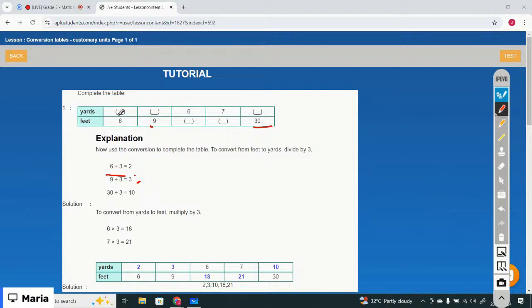So that is 2, 3 and 10. Feet is a bigger unit, right? Here you have 6 and 7. You need to convert from yards to feet. So when you convert from yards to feet, you need to multiply by 3. You have to do 6 times 3, that is 18. And you have to do 7 times 3, that's 21.